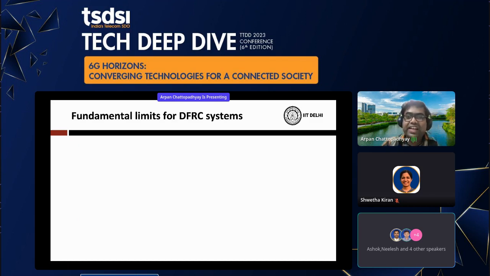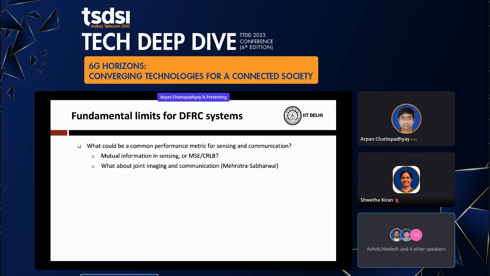There is another interesting area, which is characterizing fundamental performance limits for these DFRC systems. By this, I mean the following. Before going to this, we have to understand that we need some kind of good performance metrics for sensing and communication, and preferably it should be a common performance metric. Say, for example, as I said earlier, you can use mutual information for sensing, or you can use mean squared error or Cramér-Rao lower bound. All those things are fine. But the communication performance metric is always based on the Shannon capacity or the data rate that you are getting.